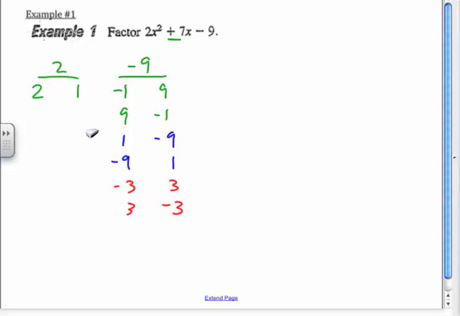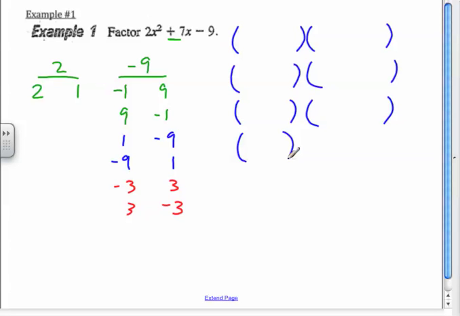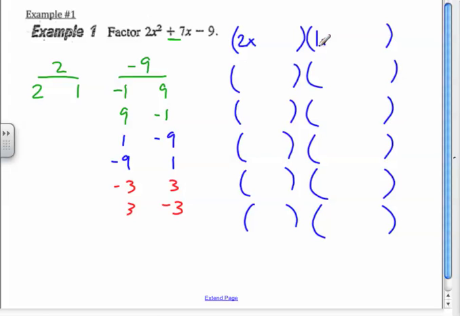Okay? Alright. Now, I can write these things out. I see I've got 6 possibilities. Alright, 1, 2, 3, 4, 5, 6. Okay? And I know it's going to be 2x and 1x. 2x, 1x. Alright, I can write all these things out. That's fine. 2x and 1x. Okay? And then I need to write all my possibilities in.